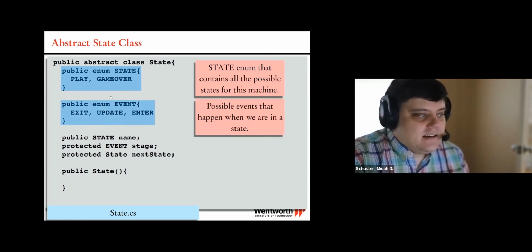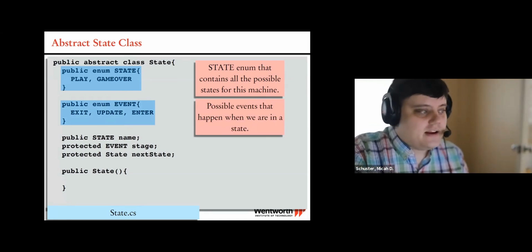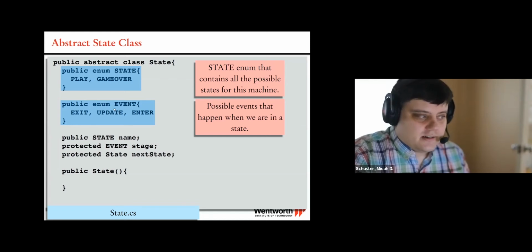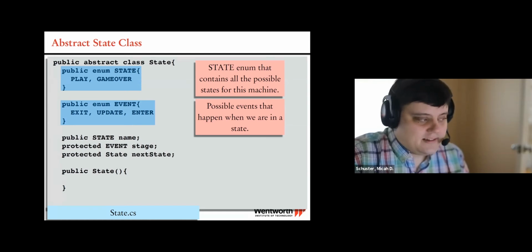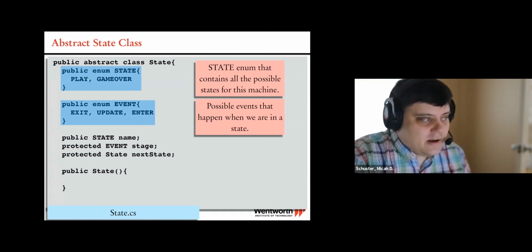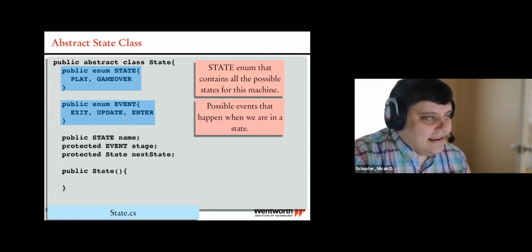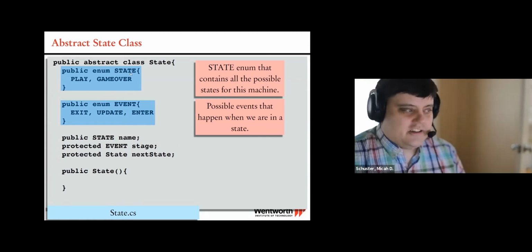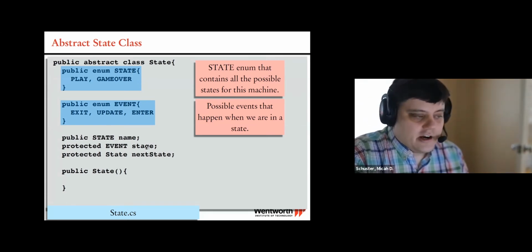This event enum is the possible events that can happen when you are in a state. There's only ever 3 of these: you can enter, update, and exit. So remember what I said. Enter is when you come into the state, update is when you are in the state, and exit is when you leave the state. So essentially, for each state we have 3 events that can possibly happen. And enums, if you've never used enums before, are kind of like simple classes. So we actually do need to create variables for them. So that's what I do.